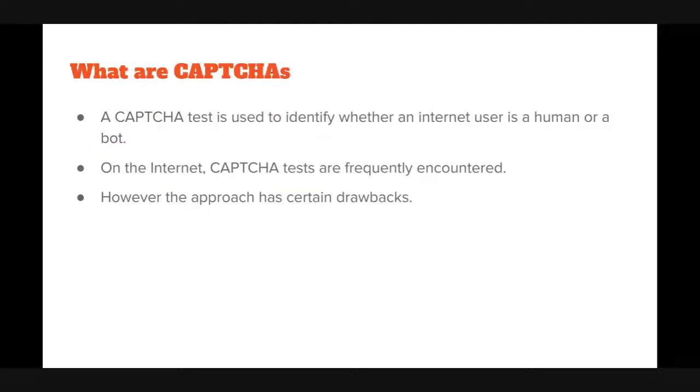So what are CAPTCHAs? CAPTCHAs are tests that are designed to verify whether users are human or a bot. They are widely used and include methods that work in the background to detect bot activity. While these are very effective tools for identifying bots, they also have limitations. Bots are becoming more sophisticated and often finding ways to bypass these tests.